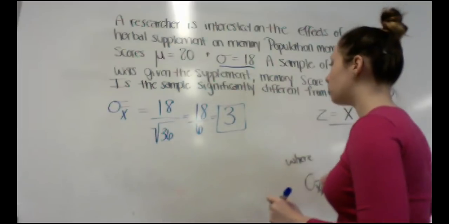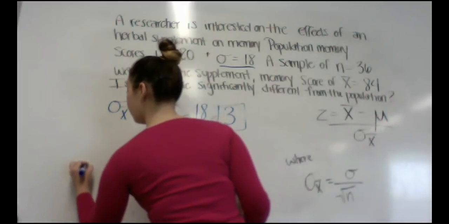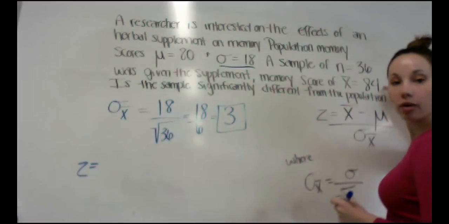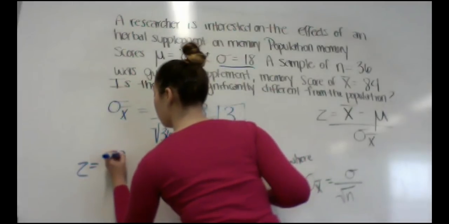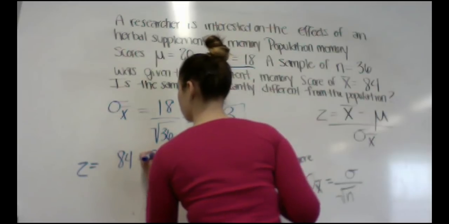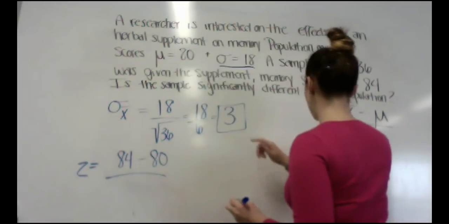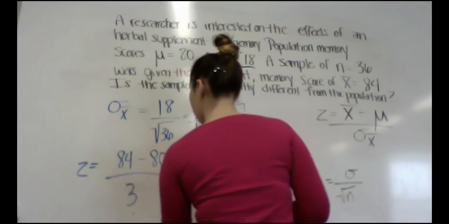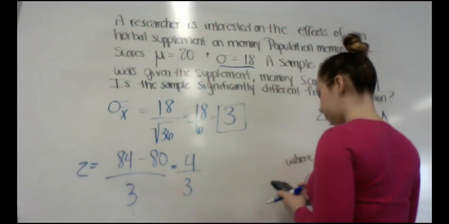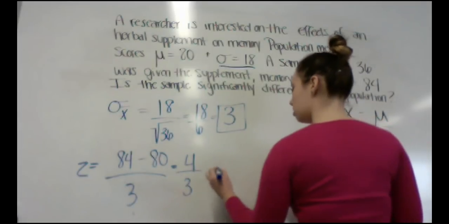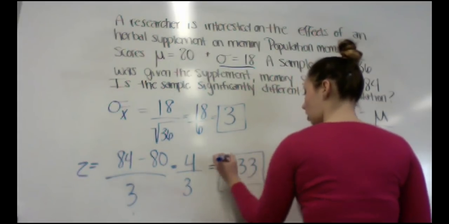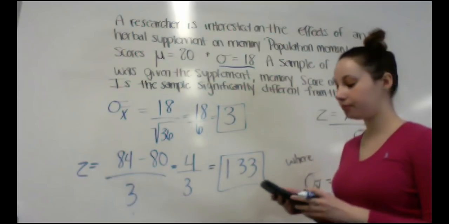Next, we're going to put that into the z formula. And again, we have all these pieces already. We have our sample mean, that's 84. We have our population mean, that is 80. And we have our standard error, which we found in the previous step, was 3. 4 over 3 gives us a z-score of 1.33. So that's how you find your z there.